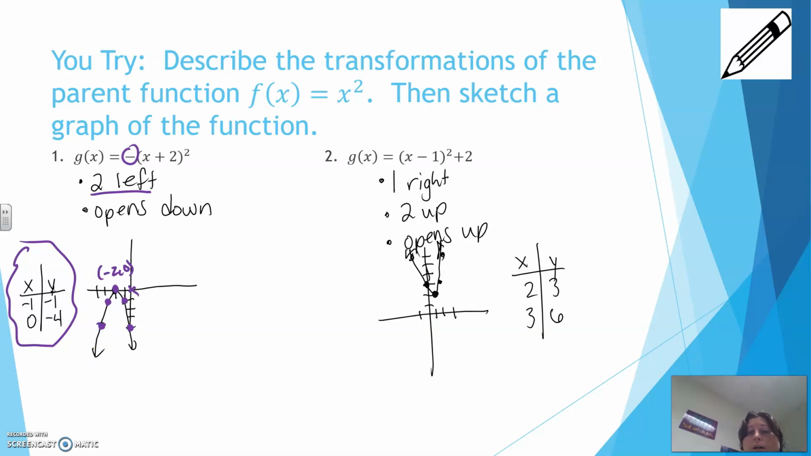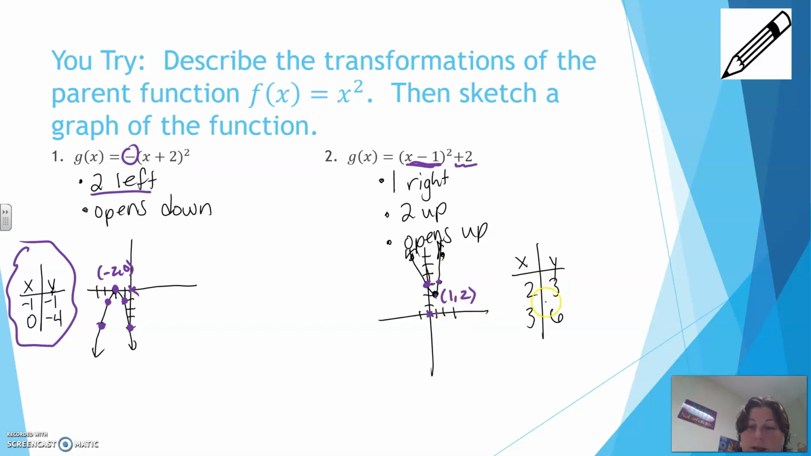And number 2, when I look at this one, again, the x minus 1 makes it go right 1. The plus 2 has it go up 2. Okay, so from 0, 0, I go right 1, up 2, which means your vertex should have been at 1, 2. Again, I can pick the next 2 x values, 2 and 3, plug them in. I get the point 2, 3, and reflected it.